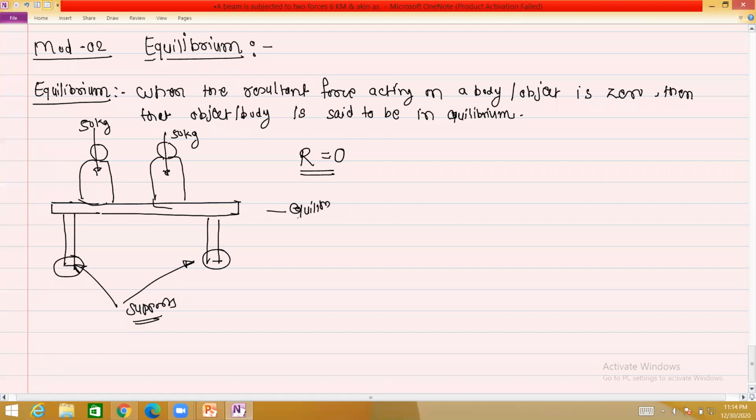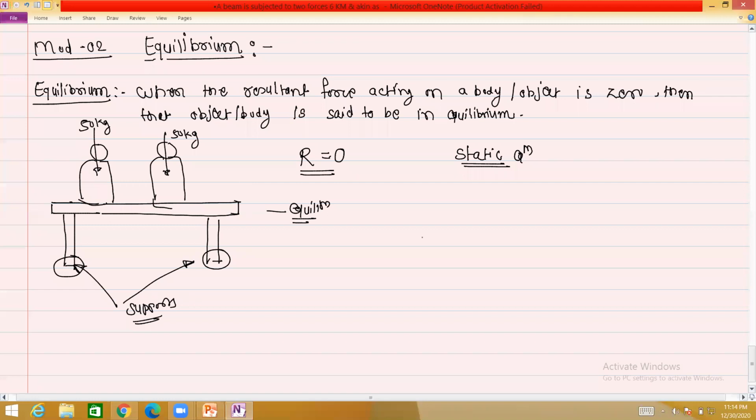So what is the meaning of equilibrium? When forces are acting on any system, there should not be any motion in that system. That is called the equilibrium state. Right now we are dealing with static equilibrium, which means there should not be any motion in that system or object when we apply some forces on that object.